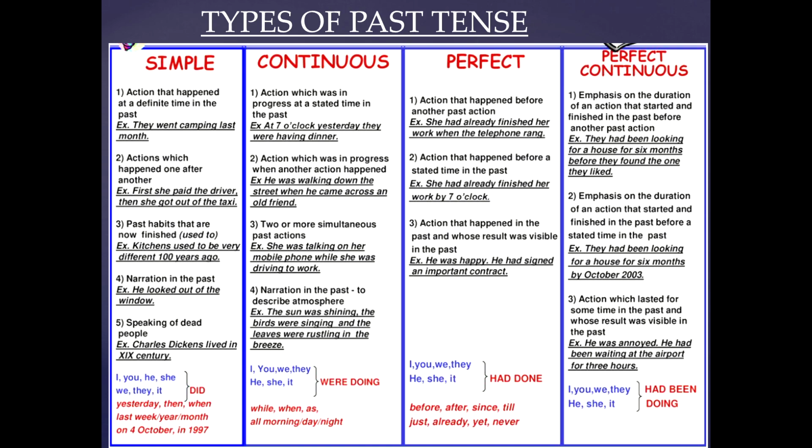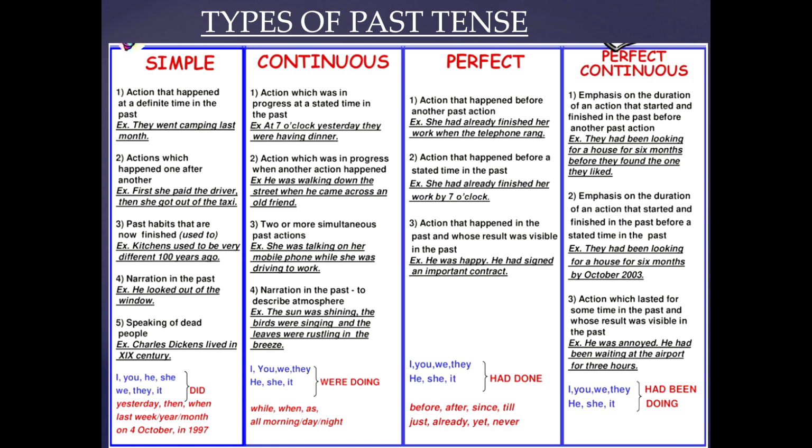Now let us see continuous tense, past continuous tense. Actions which were in progress at a stated time in the past. Example: at 7 o'clock yesterday they were having dinner. So yesterday at 7 o'clock, the time is mentioned here, at 7 o'clock they were having dinner. So that action was in progress yesterday in the past. So for that we use past continuous tense.